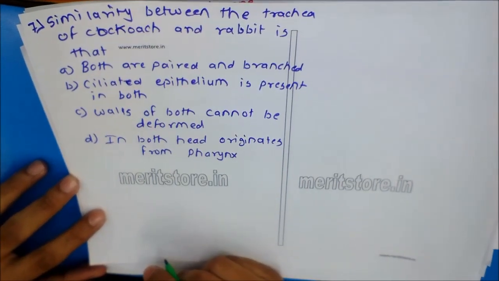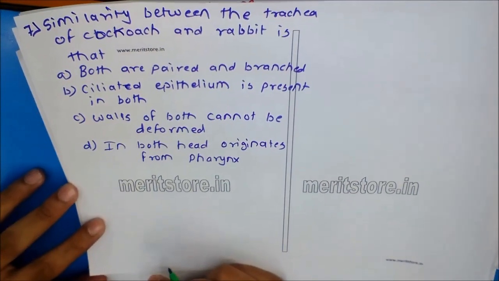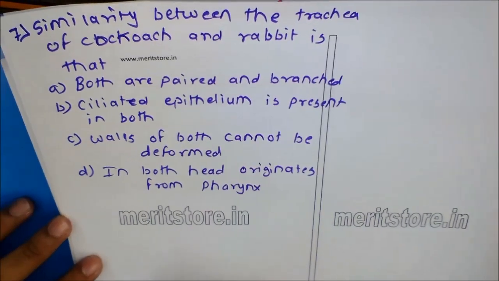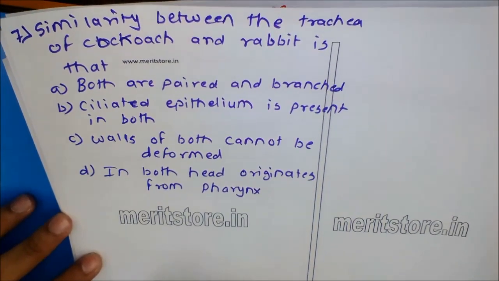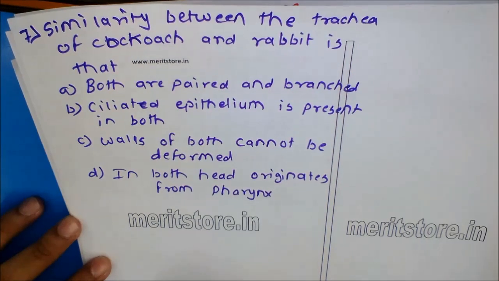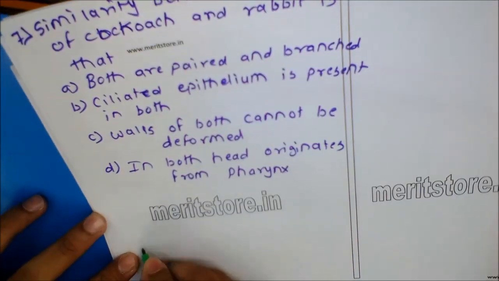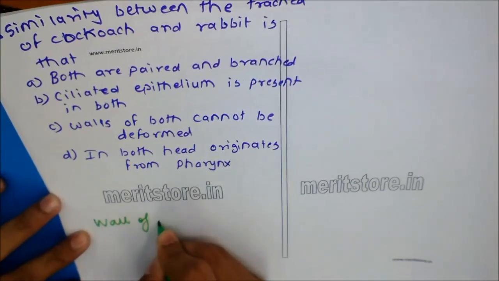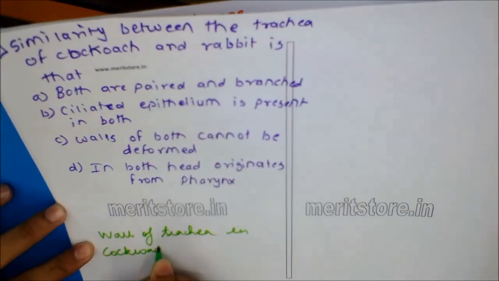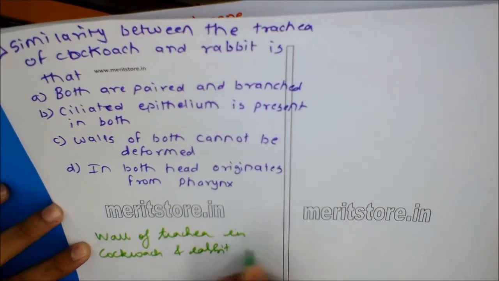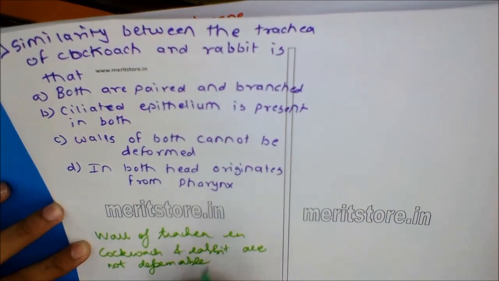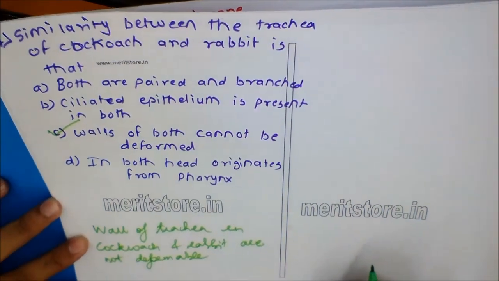The next question is, similarity between the trachea of cockroach and rabbit is that option A both are paired and branched, option B ciliated epithelium is present in both, option C walls of both cannot be deformed, option D in both head originates from pharynx. Here we know that the walls of trachea in cockroach as well as in a rabbit are not deformable, and therefore the correct answer to this question is option C, walls of both cannot be deformed.